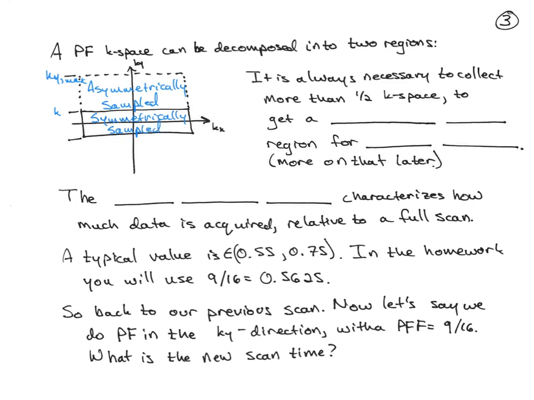And we're going to denote some bounds here. So we have KY max, which will be up here. Then we'll denote plus KY,S, where S stands for symmetric, and minus KY,S down here, which denote the bounds of the symmetrically sampled region. It's always necessary in practice to collect more than half of K-space to get a symmetrically sampled region for phase correction. That's why we need to do this, and we'll talk more about that later.